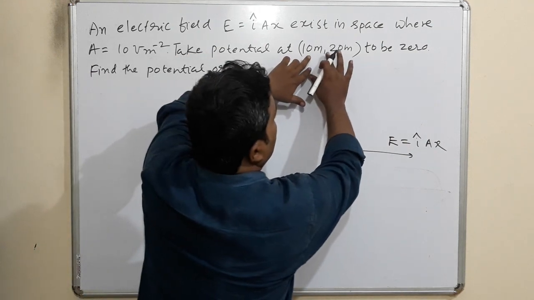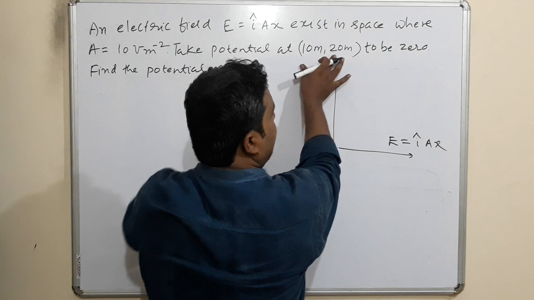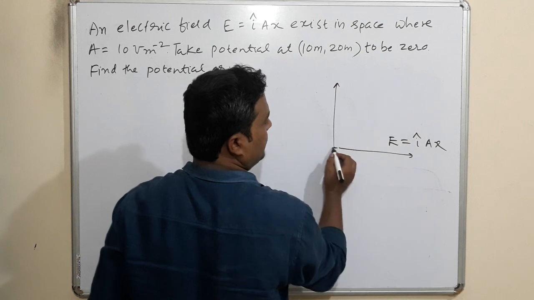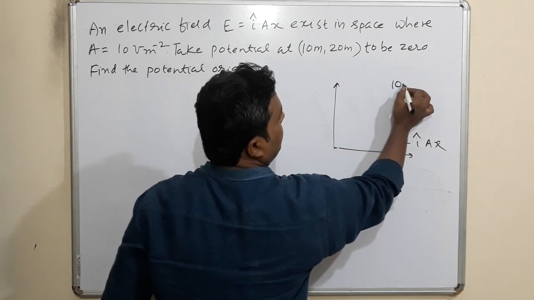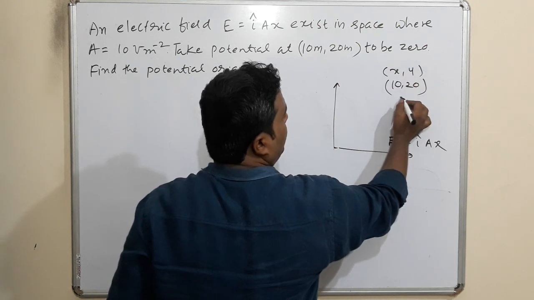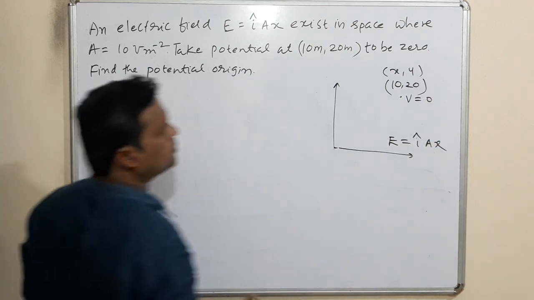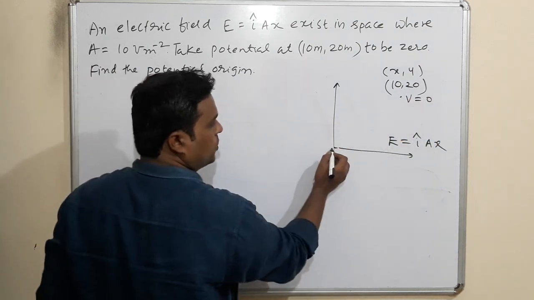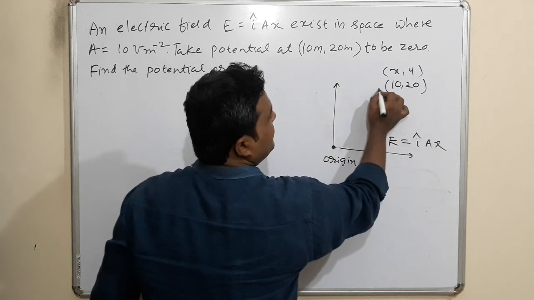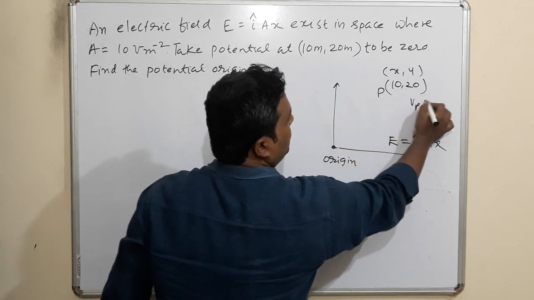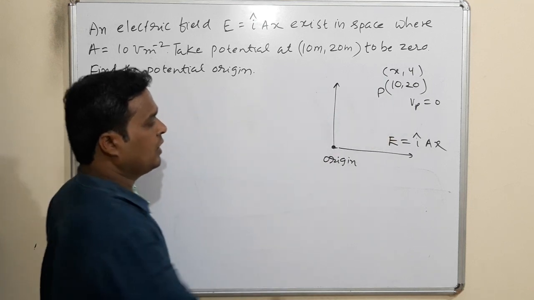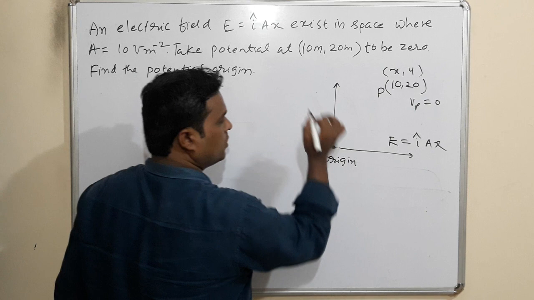Take the potential at 10 meter, 10, 20 to be 0. See, this will be somewhere here, this point, this is 10, this is 20. The 10, 20 point will be here. This is x, y. We have to take potential at this point as 0. Taking potential at this point 0, what will be the potential at origin they are asking? Let us take this point as P, and we know that Vp is equal to 0. We want to find V naught, the potential at origin.